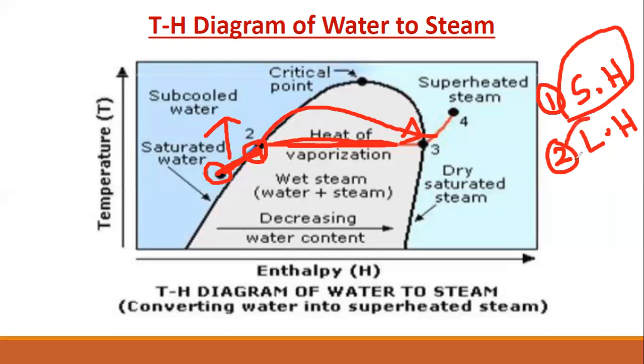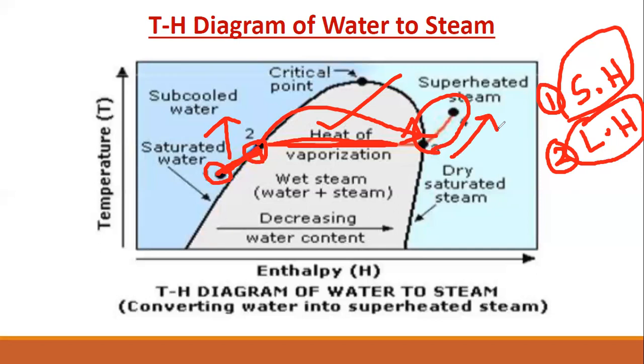Latent heat is also known as shuptotap in Bengali. That means the temperature is constant, but the state of the material changes. If it is liquid, it converts to gaseous. If it is solid, it converts to liquid. So this is known as latent heat. Similarly, from point 3 to 4, you can see the steam remains steam, but the temperature is increasing, so this heat is known as sensible heat.